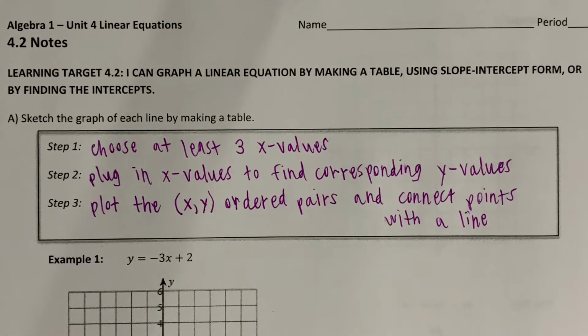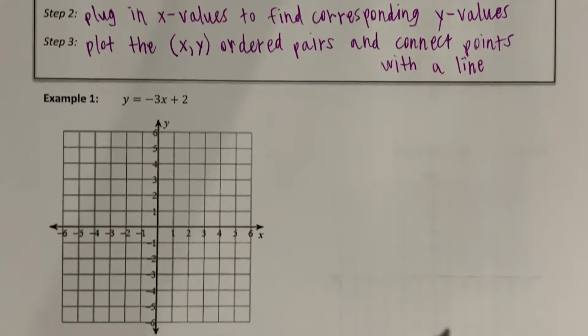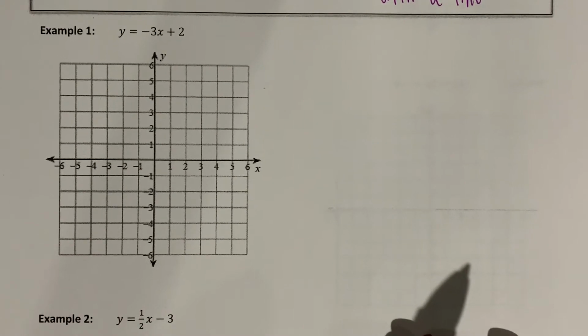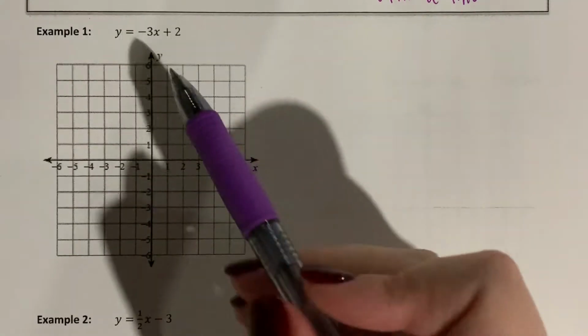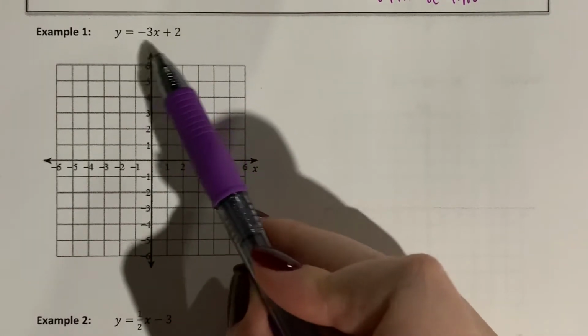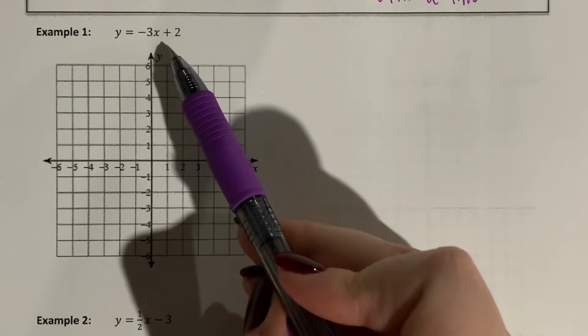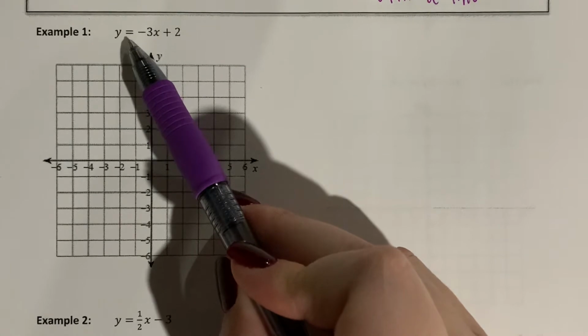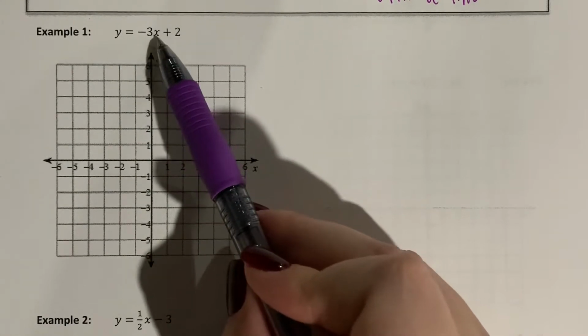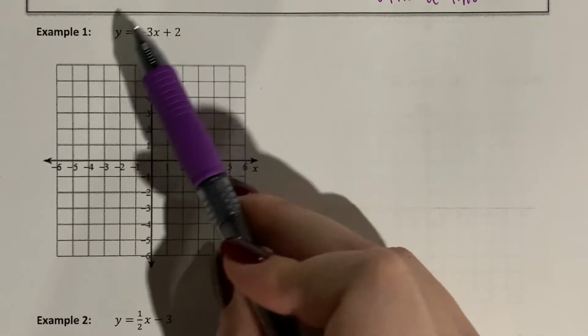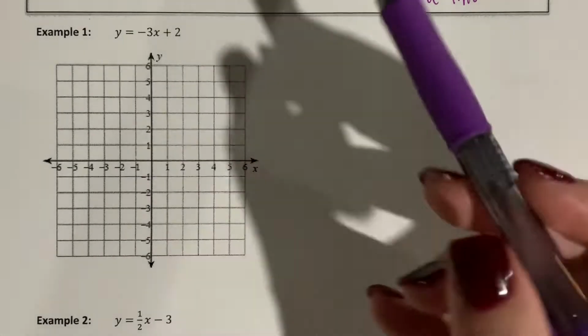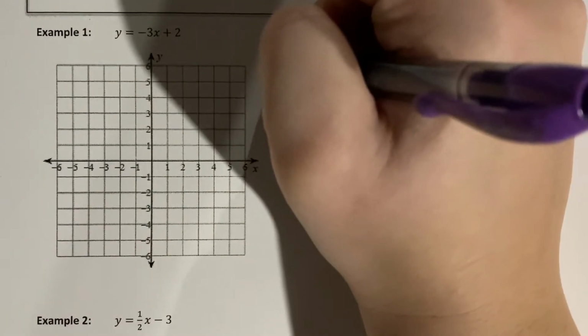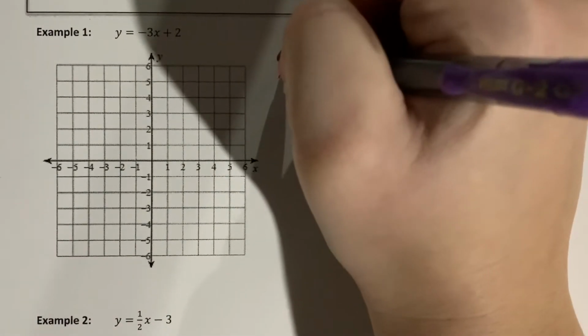So if we look at example 1, we are given an equation, y equals negative 3x plus 2, and this equation is in a specific form called slope-intercept form, which we have talked about. Because our equation is in y equals form, this will make it quick for us to plug in X values, and out will come the corresponding Y value. So we need to start by making an XY table.